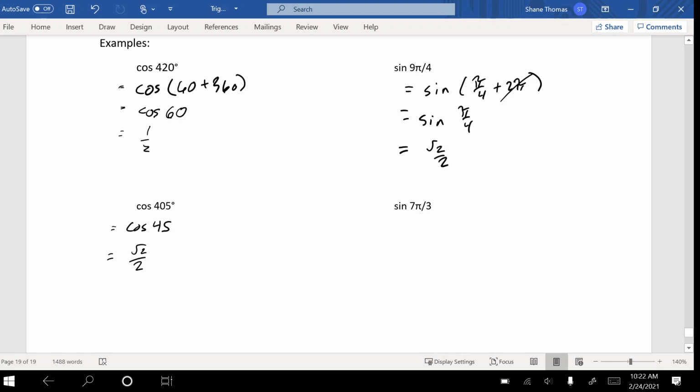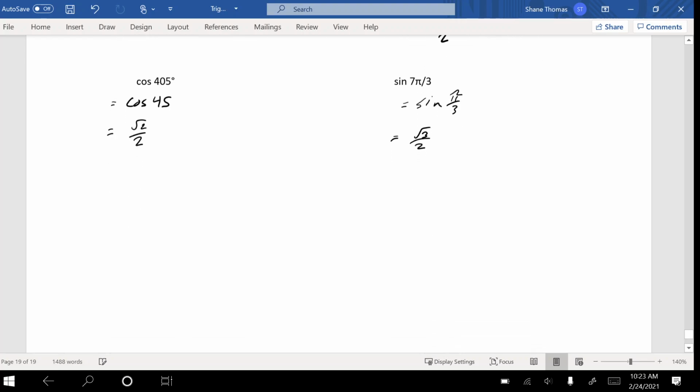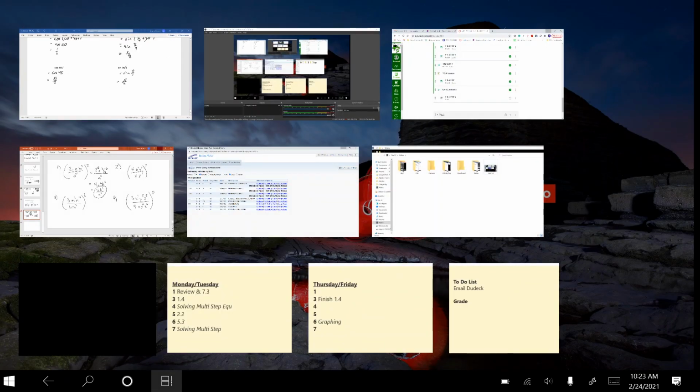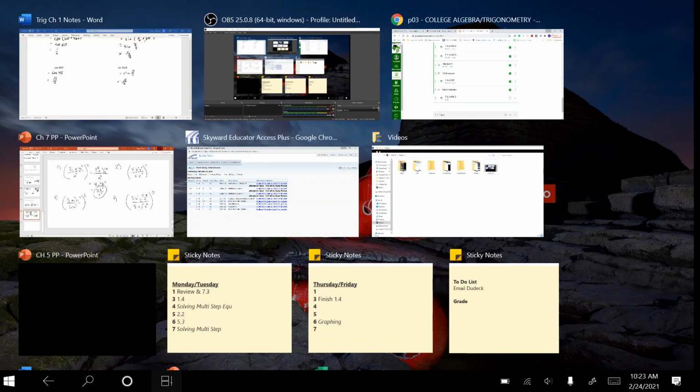Now the sine of 7 pi over 3. That's the same as what? It's the same as the sine of pi over 3. All right, so then that's going to be, correct, root 3 over 2. Questions? Easy? That's what we like to hear. Usually, with the unit circle, everybody loses their mind.